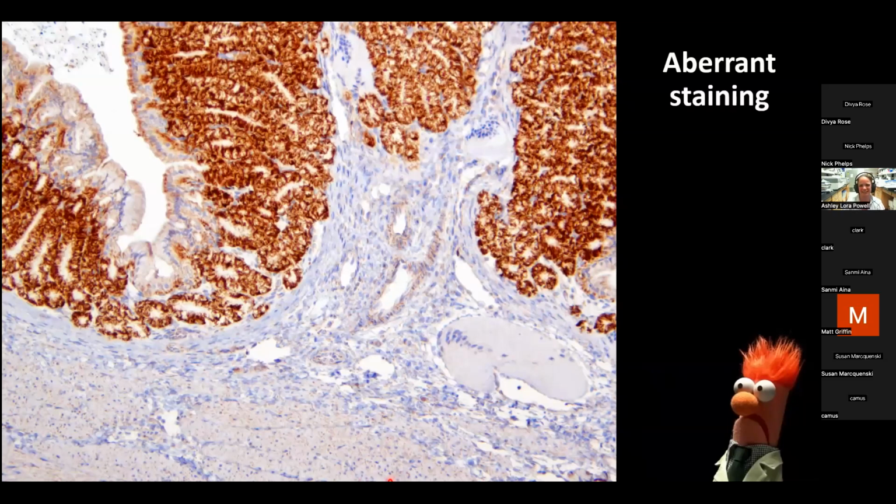This is aberrant staining. The gut epithelium is marked. The blood vessel walls are marked. The connective tissue is marked. The smooth muscle down here in the gut wall is marked. And this is a marker for endothelium, so the cells that line blood vessel walls. So technically only these lining cells should be marked, and they're not. So this did not work.